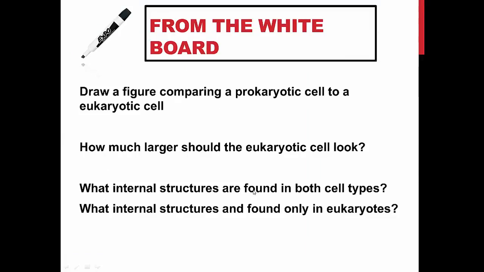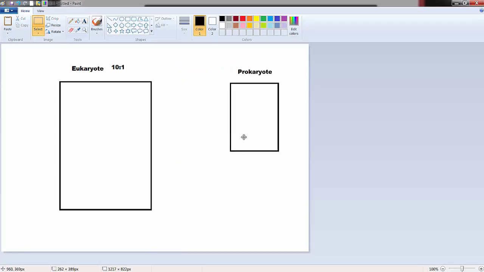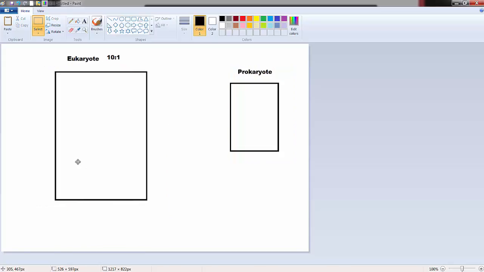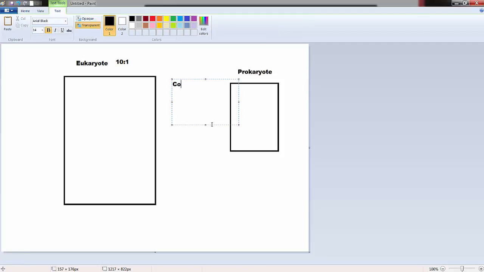Next up, we're going to do internal structures that are found in both cell types, and then we're going to look at structures only found in the eukaryotes. So, create a little more space here, and right down the middle, I'm actually going to do a comparison showing the types of structures that you would find in both a prokaryote and a eukaryote. Okay, so I'm just going to put common to both here in the middle.